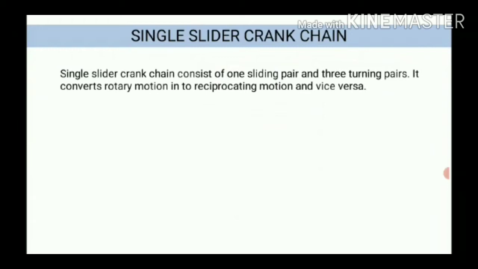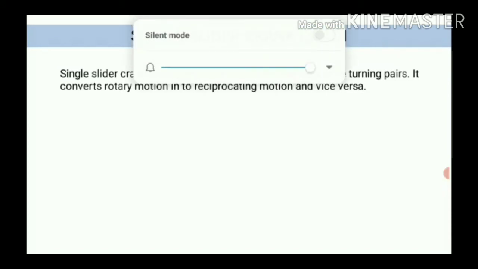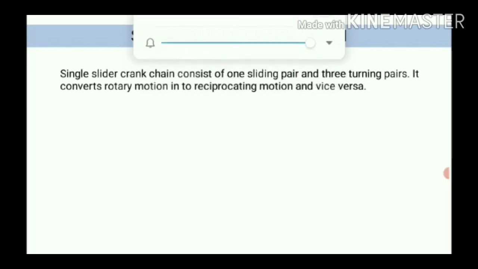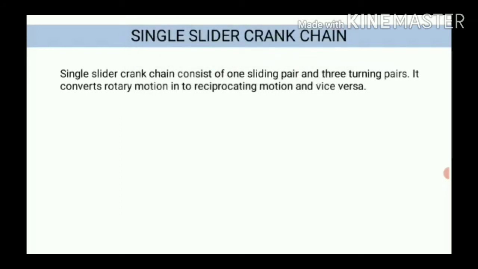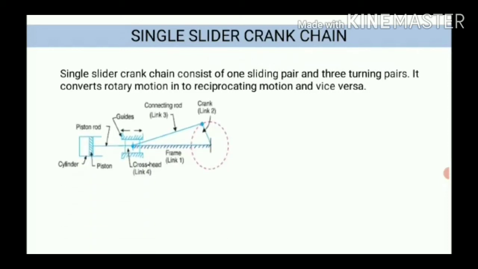The single slider crank chain mechanism is just a modification of the 4-bar chain. The 4-bar chain consists of 4 turning pairs, the points A, B, C, D, the pin joints which form 4 turning pairs. But the slider crank chain consists of 3 turning pairs and 1 sliding pair. And in this motion, what happens here?